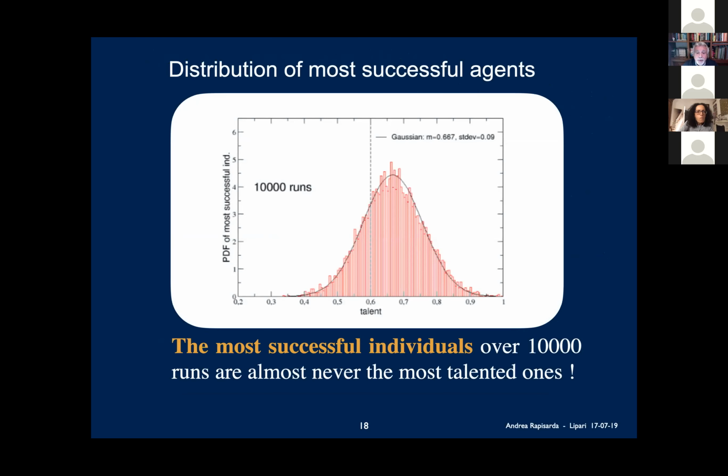This is the final distribution for 10,000 runs, and you see that even in this case we have a kind of Gaussian distribution, but the peak is just slightly above the average talent.